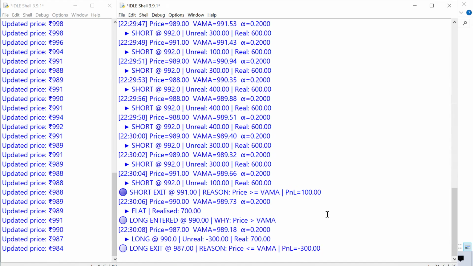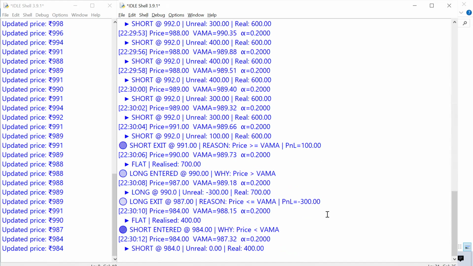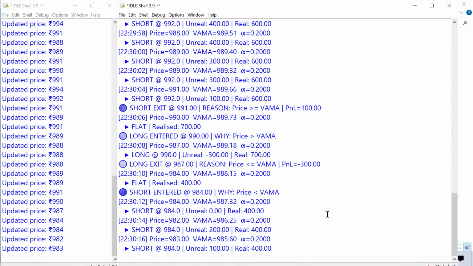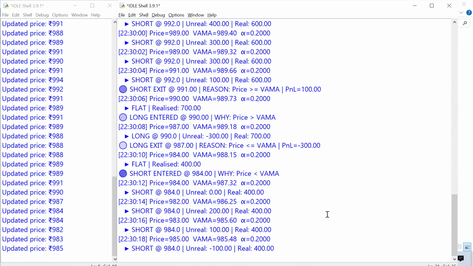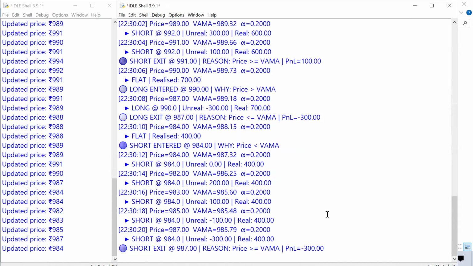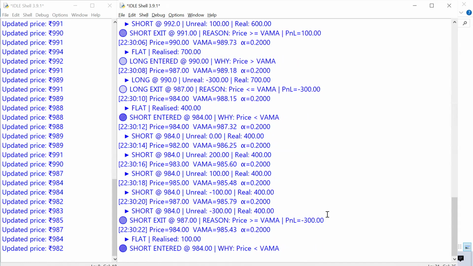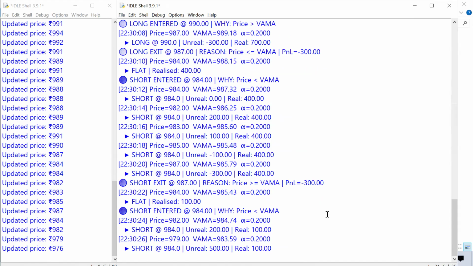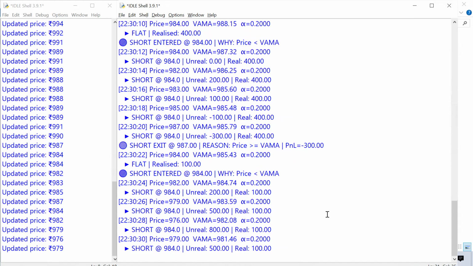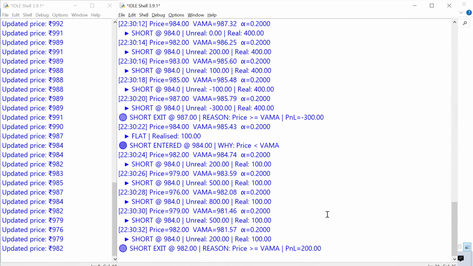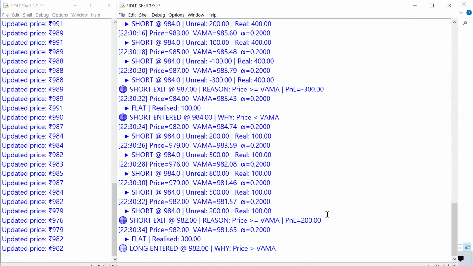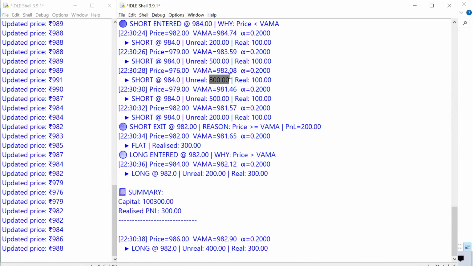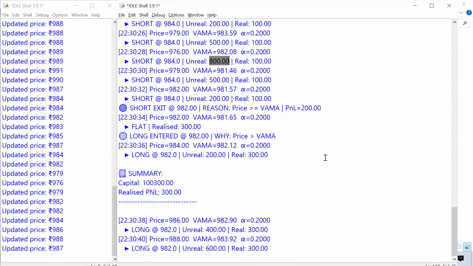We got the long position, okay, we got an exit again. Now we got a short position at 984. Okay, we need to exit again because the price is above VAMA. See, based on the sensitivity, it keeps on doing this process. Okay, we got one more short entry. Okay, we exit the short position. See, here we are getting a good profit. On that condition, if you want to book, you can book also.